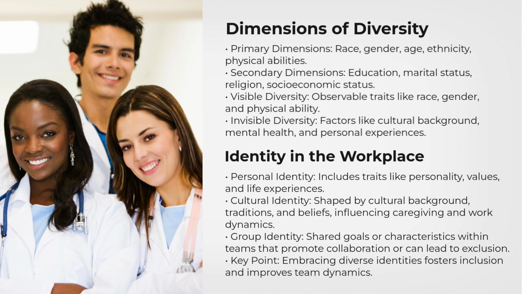Dimensions of diversity. Primary dimensions: race, gender, age, ethnicity, physical abilities. Secondary dimensions: education, marital status, religion, socioeconomic status. Visible diversity: observable traits like race, gender, and physical ability. Invisible diversity: factors like cultural background, mental health, and personal experiences.